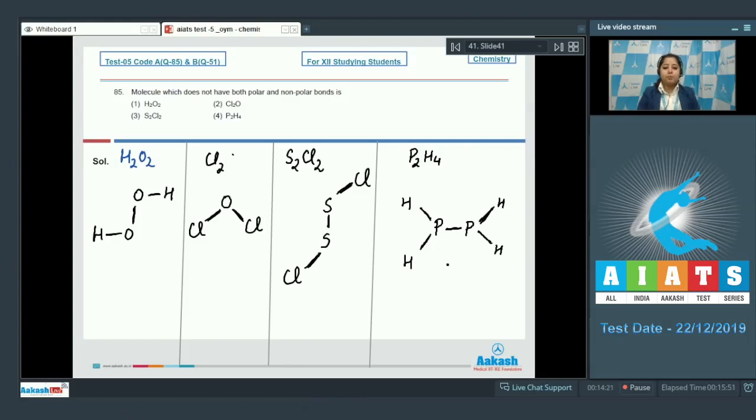So the only compound among the given options which has only polar bonds, that means does not have both polar and non-polar bonds, is Cl2O. So the correct answer for this question is option number 2. Moving to next question, students, which is 86.